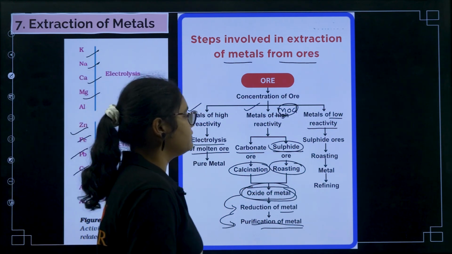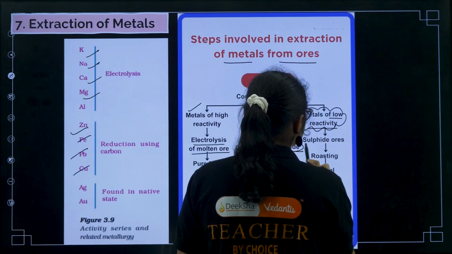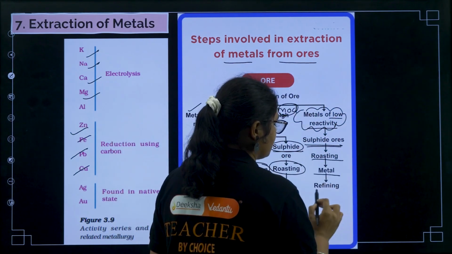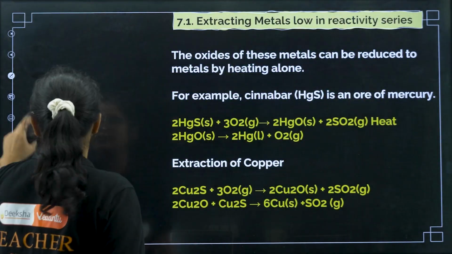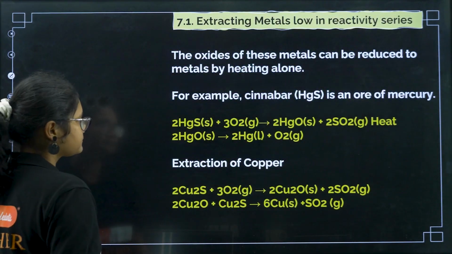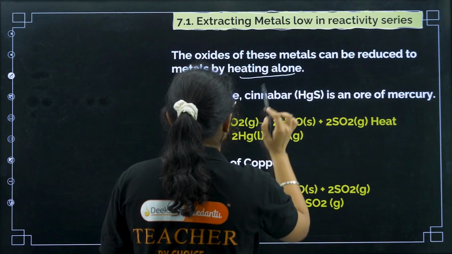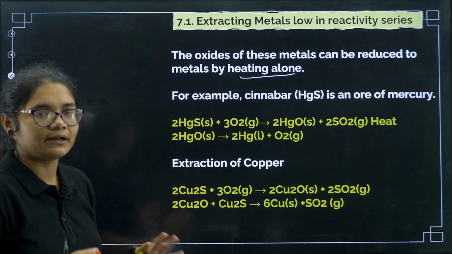Okay, and then we have low reactivity metals. These are sulfide ores, they are roasted, then we get the metal and then we refine it. We will understand this in detail. For low reactivity metals, the oxides can be reduced to metals by heating alone, because if you heat the oxides, you will get the metal by itself.